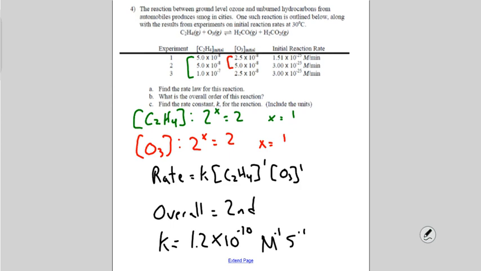So C2H4 is first order, and O3 is first order. That means the rate is equal to k times C2H4 to the first order, times O3 to the first order. So overall it's second order, which is how I know what the units are, and then I can solve for k.